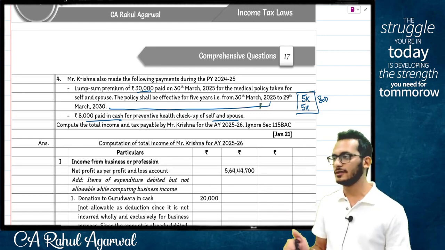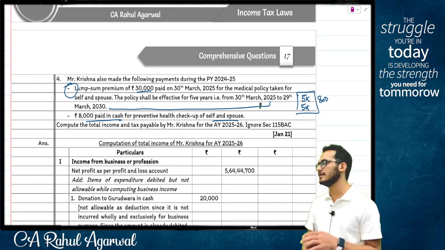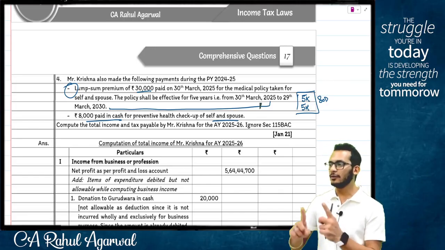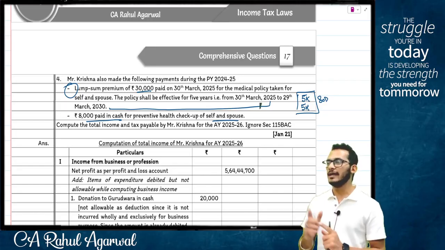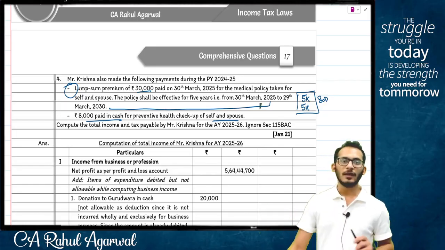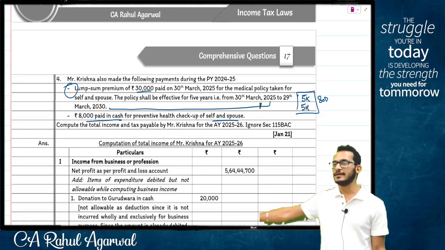2 reasons why I gave you this question: one for that sale of furniture, second is for this point. When you get a lump sum premium payment, please ensure that it is happening on 1st April. If it is happening on 1st April, then you'll take the same number of years. But if it's happening anywhere after or before 1st April, 1 extra year will get added for the purpose of computation, because you're looking at effective previous years.